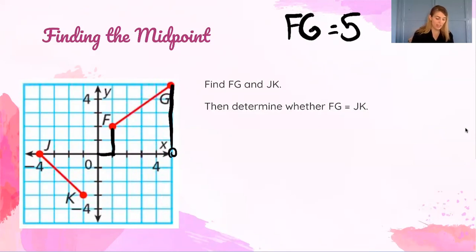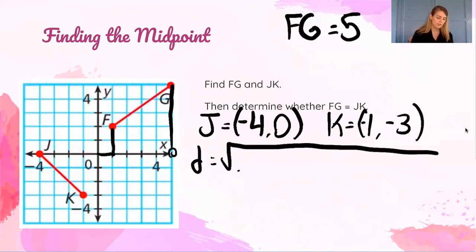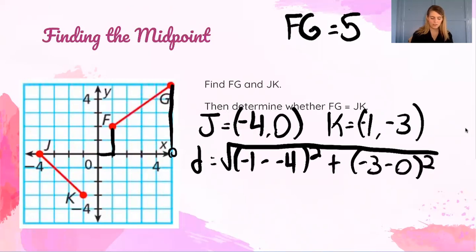Okay, now we're going to look at JK. So J is at -4, 0. And K is at -1, -3. I'm going to plug this into the problem. I have x2 minus x1 squared plus y2 minus y1 squared.